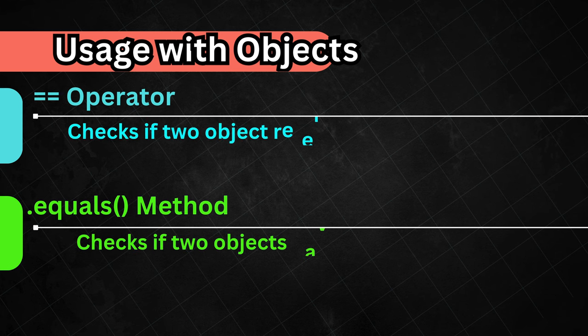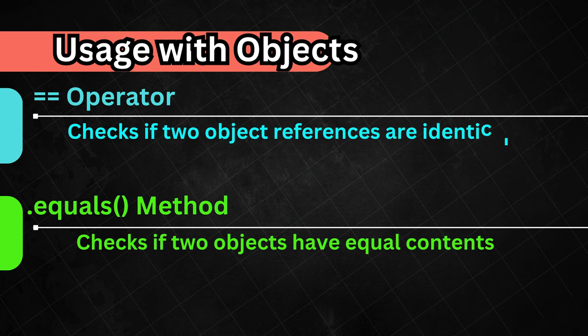Usage with objects is another important area of distinction. For objects, == only confirms whether two object references are identical. If you have two separate instances of an object with the same content, == will still return false because they occupy different memory locations. Conversely, .equals() is designed to compare the actual content of the objects. This is particularly useful when comparing strings or custom objects where value equality is more meaningful than reference equality.